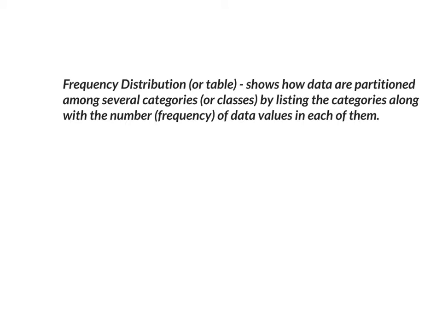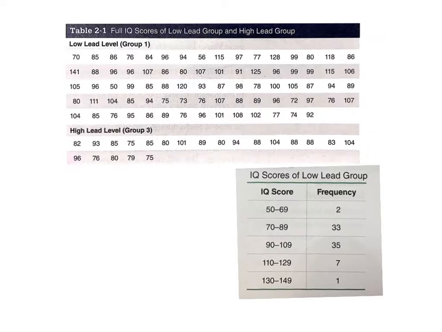Okay, frequency distribution, which is today's topic, or table, so it could be a table, basically shows how data are put in several categories or classes. We're going to use that word a lot, classes, by listing the classes or the categories and the frequency of how many times the data value falls in. That's kind of a weird, hard definition, but it's the real definition. I'll be better off just showing you an example. Let me show you just an example here on the next slide.